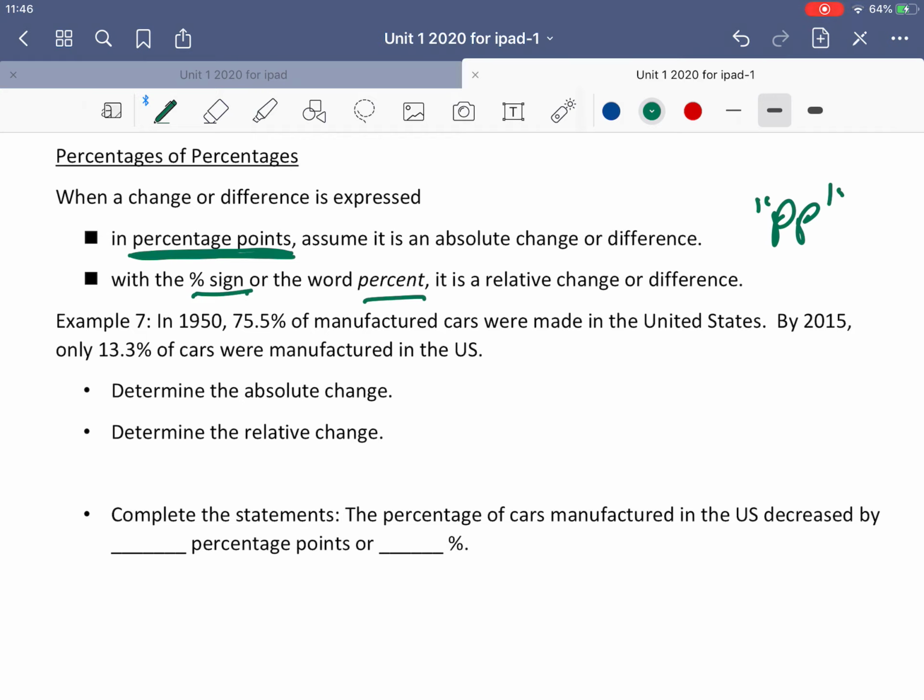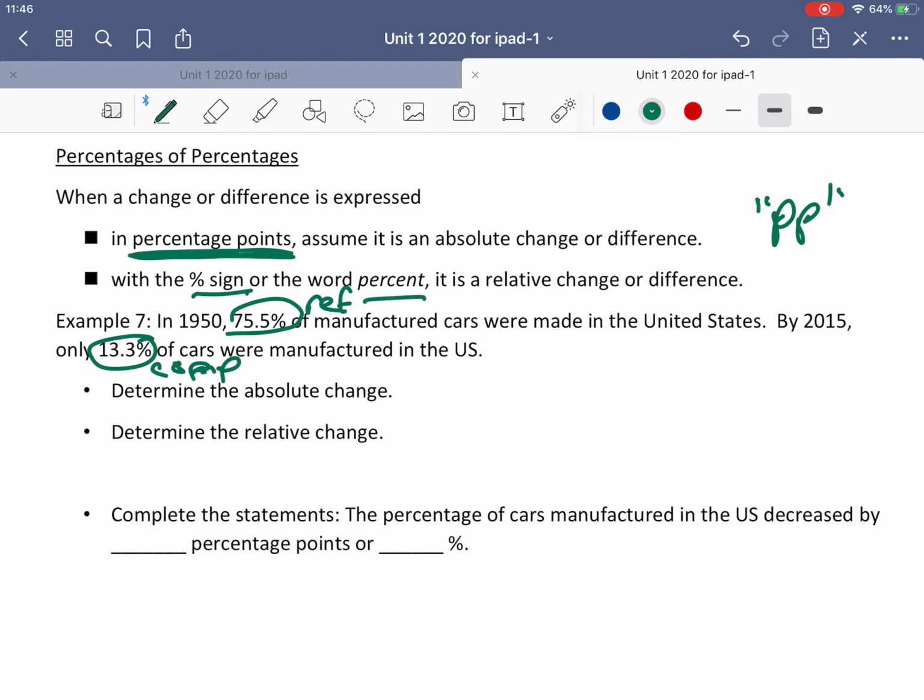Let's work these. In 1950, 75.5% of manufactured cars were made in the United States. By 2015, only 13.3% of cars were manufactured in the United States. So let's find the absolute change. So absolute change, remember, is just the actual difference. So I'm going to take the compared value and subtract the reference. Now, reference tends to be the older value when we have a time frame. So that's the reference since it's from 1950, and this is compared since it's the later value.